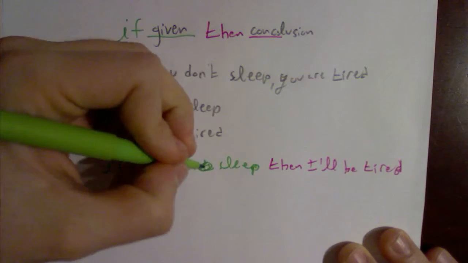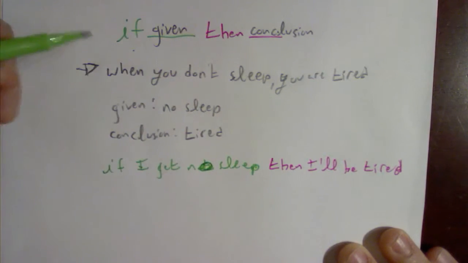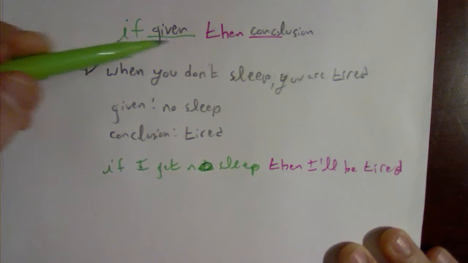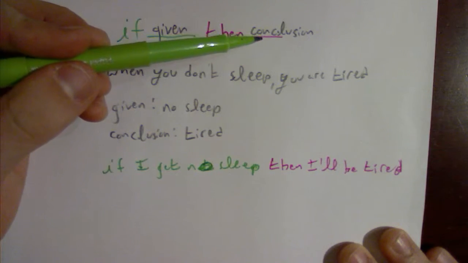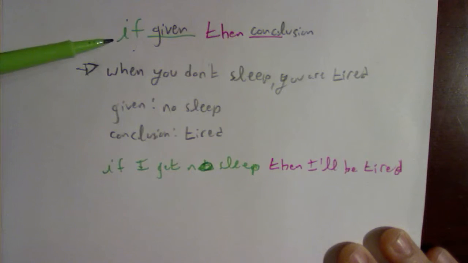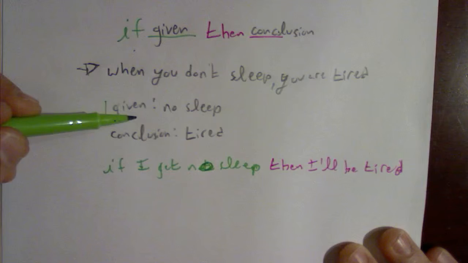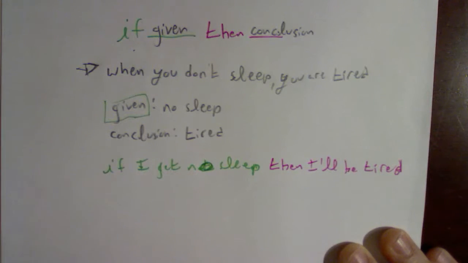That is all that a conditional statement is. It's just going to have if something that I start out with, then I'll end with something else. And again, it doesn't always need to look like if and then, but it's always going to have these parts. This given, which is your if, and then this conclusion, which becomes your then.